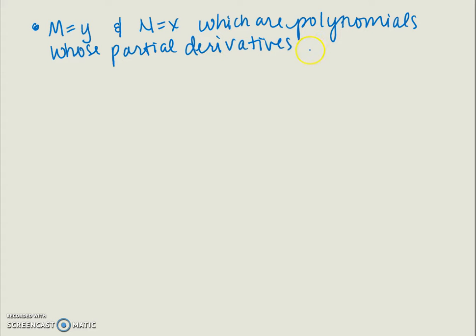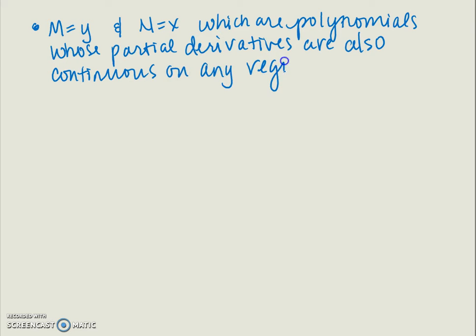And because that's the case, polynomials we know are continuous everywhere. So therefore they are definitely continuous in an open region containing our region R, and also continuous on any region. So Green's theorem does apply.